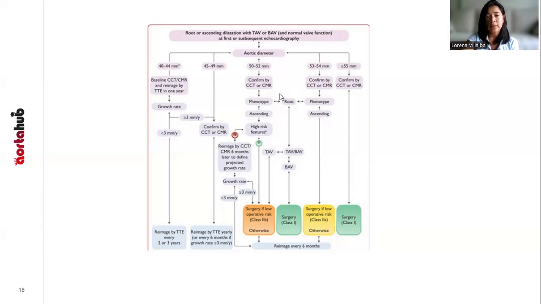And also for smaller diameters it will depend a little on the phenotype as well, if it is an ascending phenotype or a root phenotype, and also a bit on the criteria for high risk dissection, as I mentioned earlier, and it will also depend on whether early surgery can be recommended or if we should continue reassessing every half year.